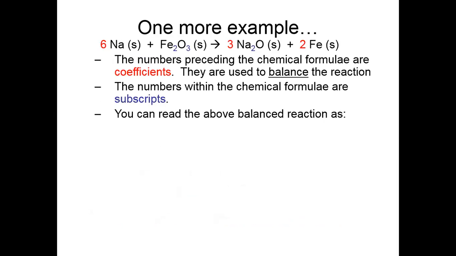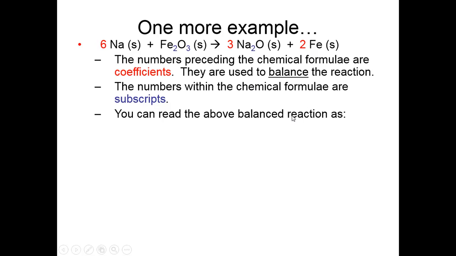One more example, 6Na solid plus Fe2O3 solid yields 3Na2O solid plus 2Fe solid. The numbers preceding the chemical formula are coefficients. They are used to balance the reaction. The numbers within the chemical formula are subscripts.